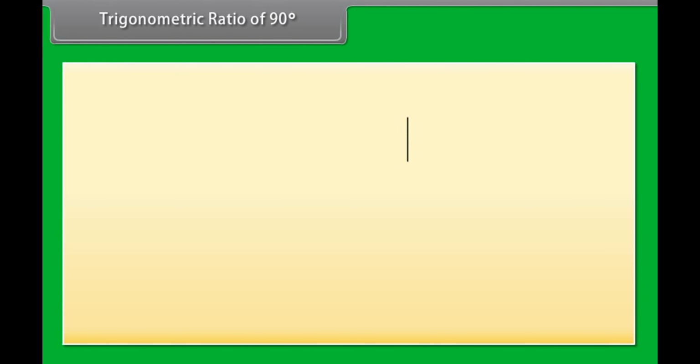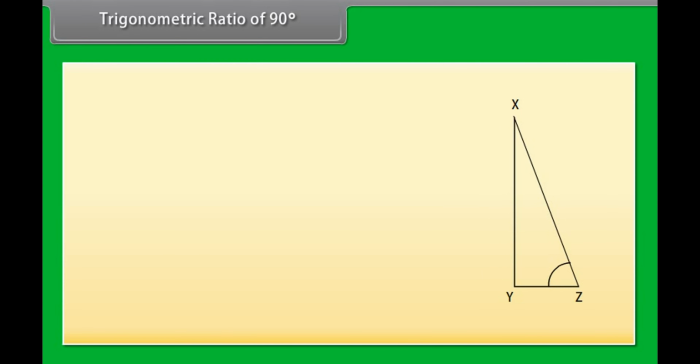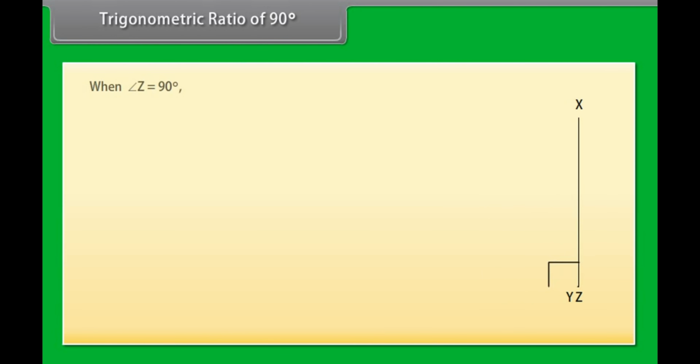Trigonometric ratio of 90 degree. Consider the right-angled triangle XYZ. Increase the measure of angle Z slowly. You can see that XZ rotates right and becomes steeper. When the measure of angle Z is increased to 90 degree, XZ merges with XY and the length of YZ is 0. Let us understand what happens to the values of trigonometric ratios.